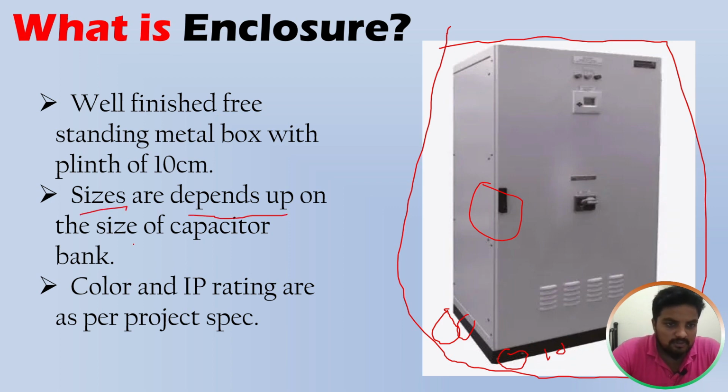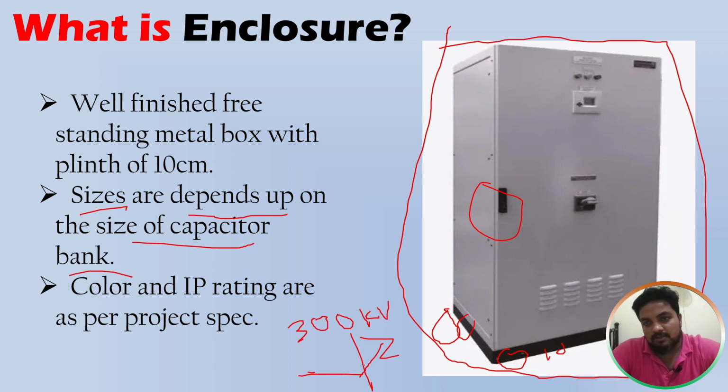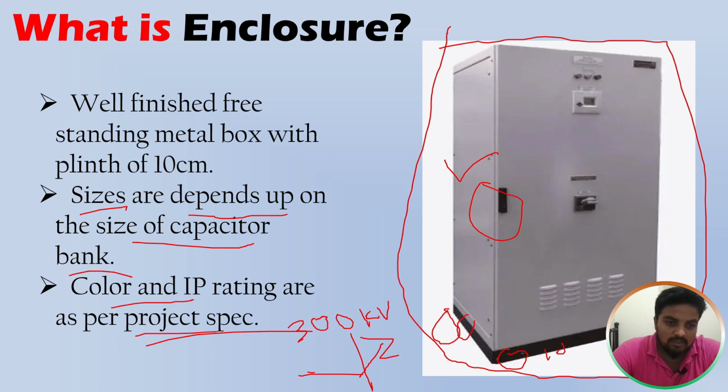The size depends upon the size of the capacitor bank. So we have to select the metal enclosure box as per the capacitor bank size. The color and IP rating are as per the project specification. The color of the capacitor enclosure and the IP rating of the enclosure, we have to follow the project specification or the authority requirement, or authority regulations.